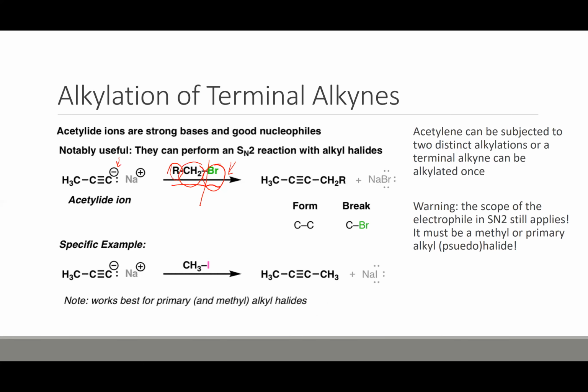Now, an acetylene, that's the molecule that is the simplest triple bond. That's this molecule. Acetylene can have this happen to it twice because it has two of these terminal protons, and any other terminal triple bond, which is attached to carbons, can have an alkyl group added to it one time on one side.